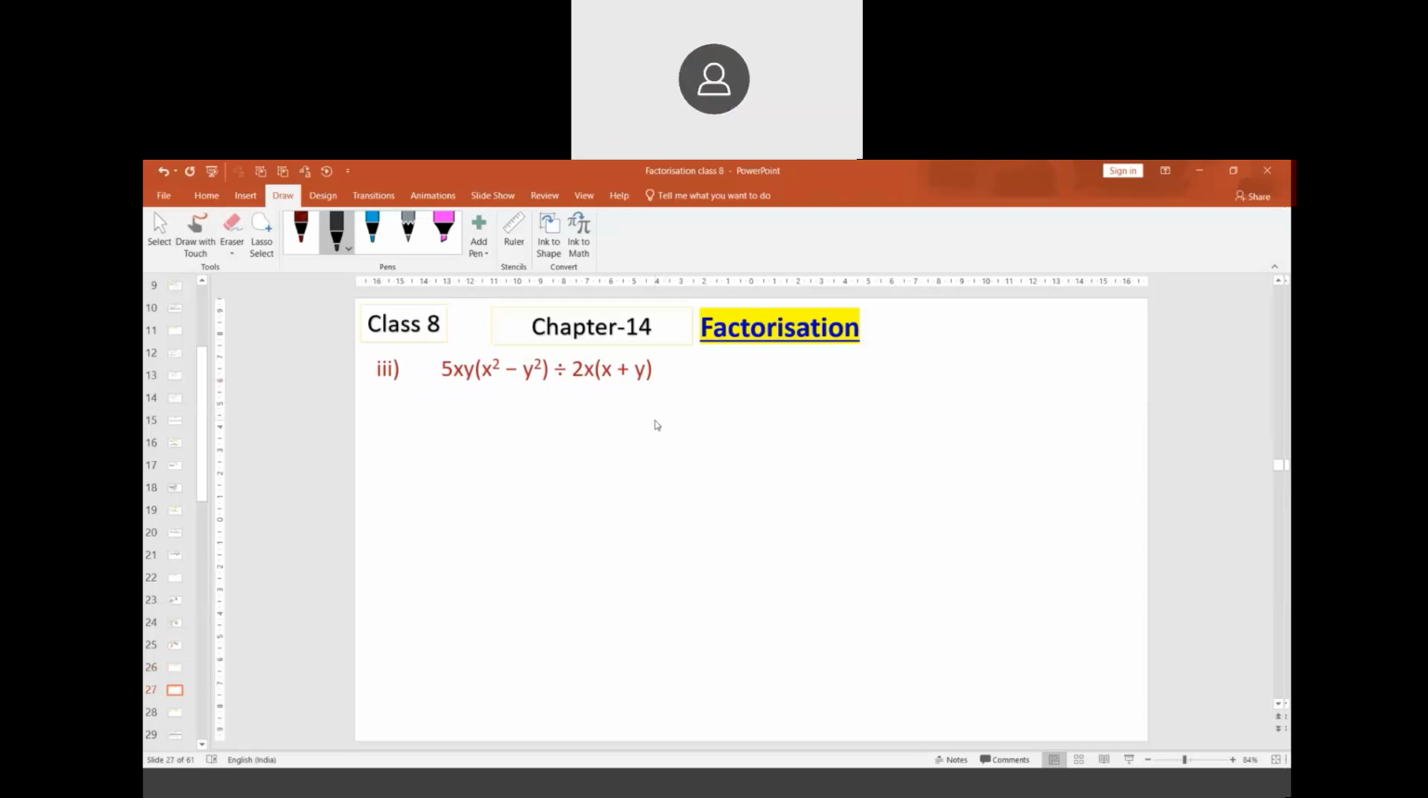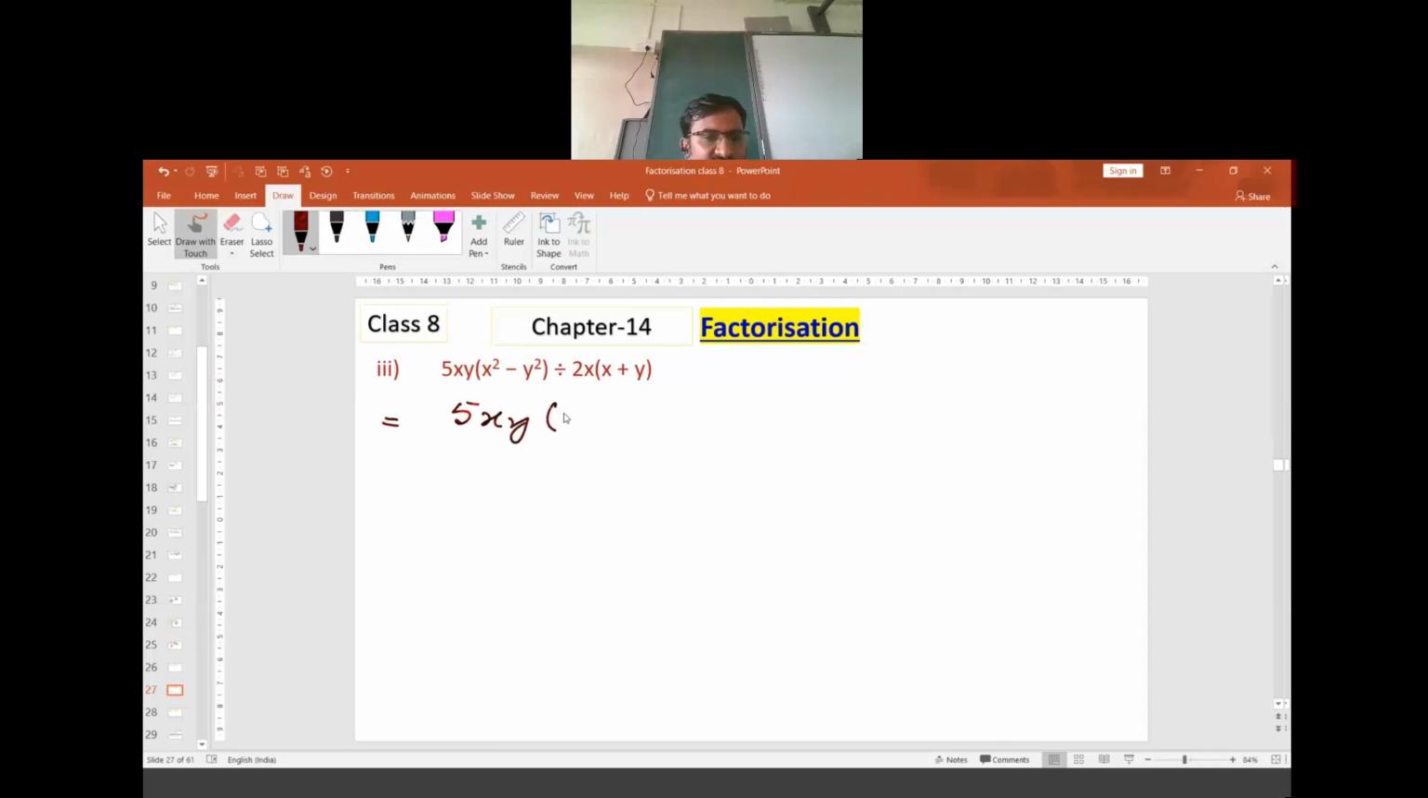In this, what to do? x squared minus y squared can be written as x plus y into x minus y. Write in this way, numerator and denominator. Now think. 2x, what to do? x plus y, and x plus y will get cancelled. One time, we will be left with x minus y.